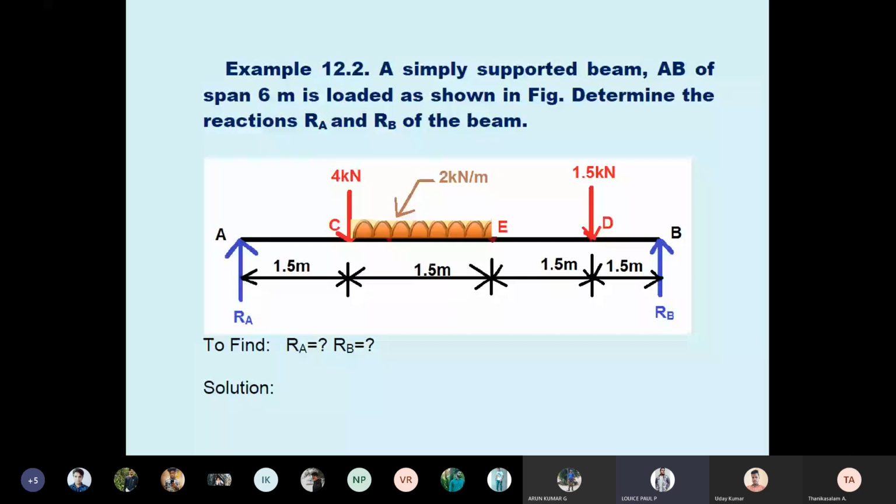A simply supported beam AB of span 6 meter is loaded as shown in the figure. Determine the reactions RA and RB of the beam.